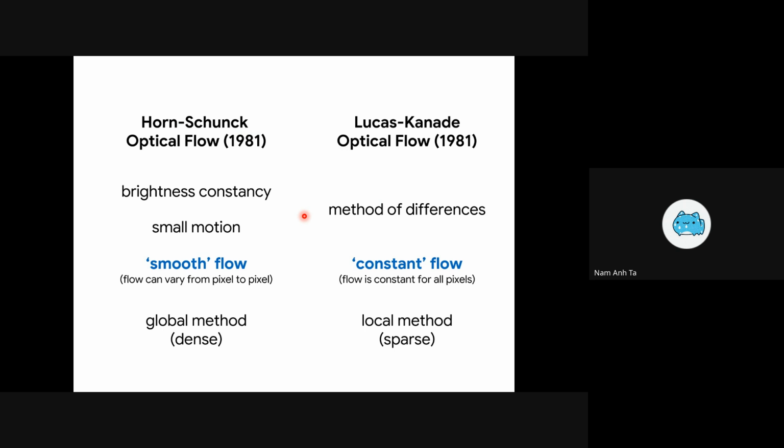To find the exact values of the u and the v, we introduce different constraints. Generally, these are categorized into two main types, which we will discuss next. The first one is the Horn-Schunck optical flow, and the second one is the Lucas-Kanade optical flow. The Lucas-Kanade I introduced before, but the Horn-Schunck you need this.